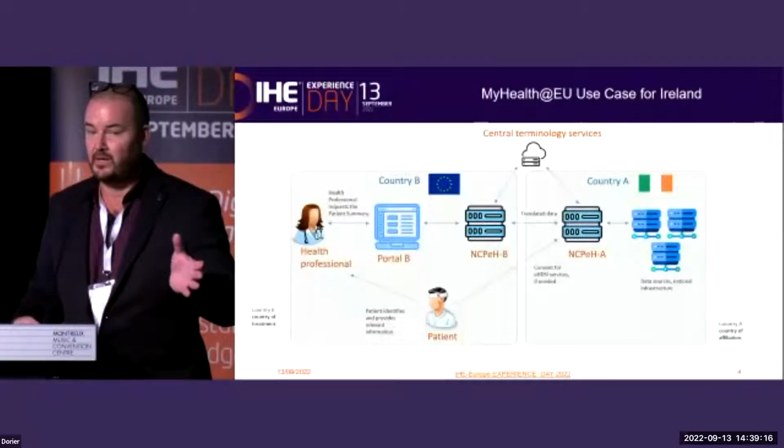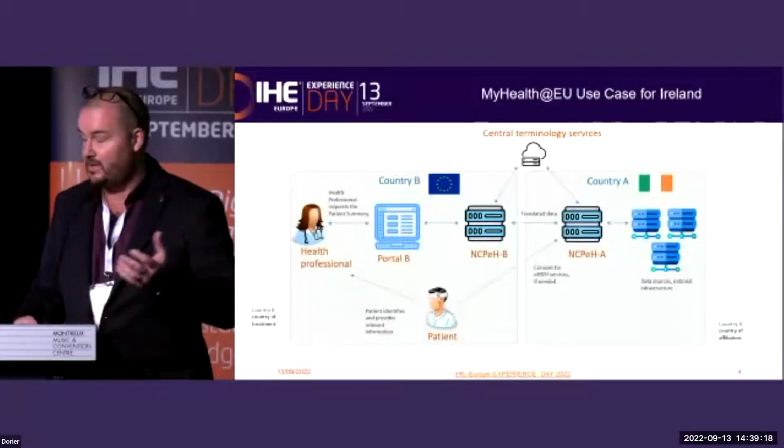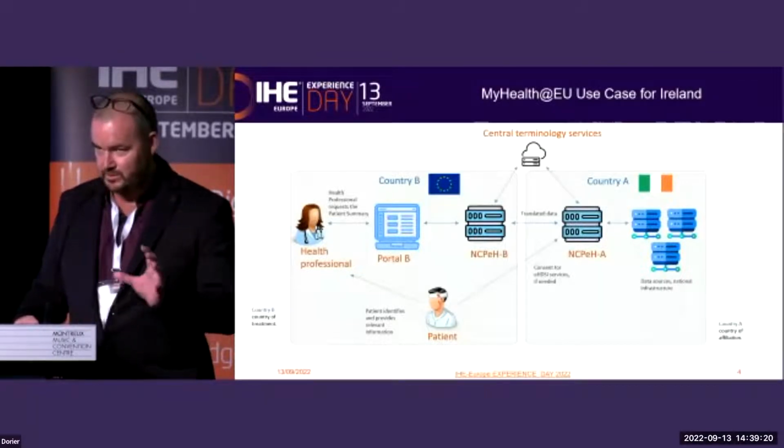Similarly, my wife is slightly asthmatic. She has a prescription for an inhaler. She loses it. We're abroad. She goes to the pharmacist in Spain. He can log on and can see the active prescription and dispense at the point of care. And my wife can get her inhaler even though she's abroad in Spain on holiday. So in essence, in a nutshell, those are the two use cases.